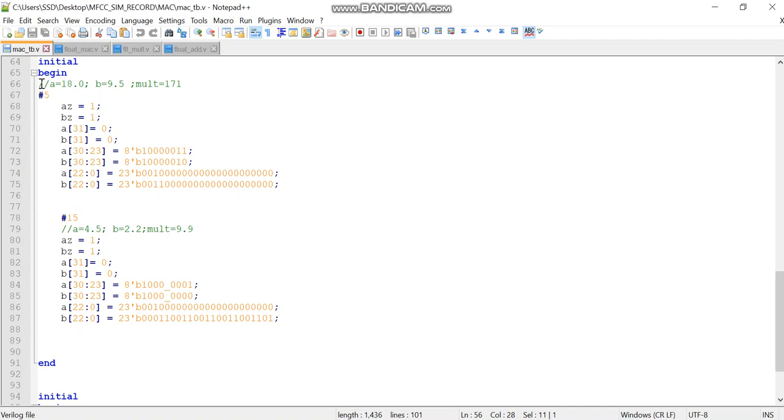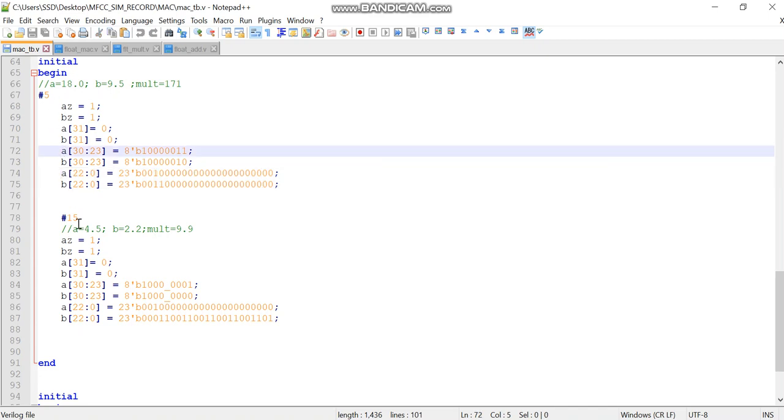the first set of inputs were A equal to 0 and B equal to 0. So after some delay of 5 units, I have given A as 18.0 and B as 9.5. Here the representation in binary is this way. A[31] and B[31] are the sign bits of A and B. A[30:23] and B[30:23] are the exponent bits, and these 23 bits are the mantissa bits.